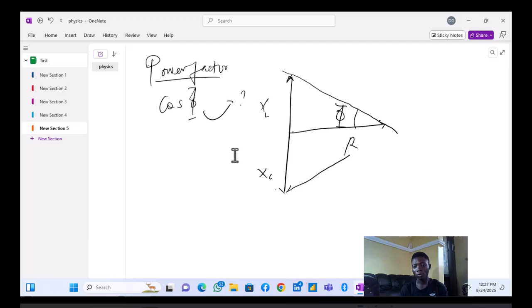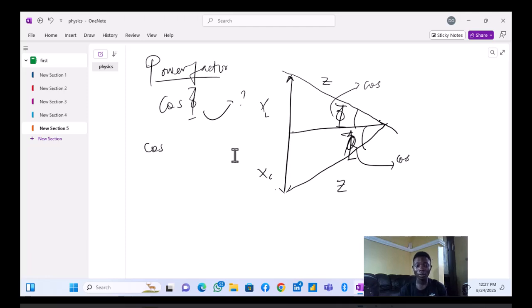We can also have this one too. This is the Z here. So this place is also phi, sorry, I just wrote theta. When we take the cos of this angle, we have the power factor. So this is very simple.